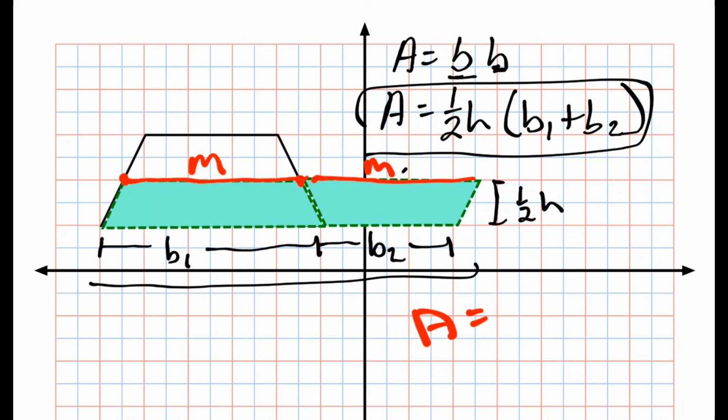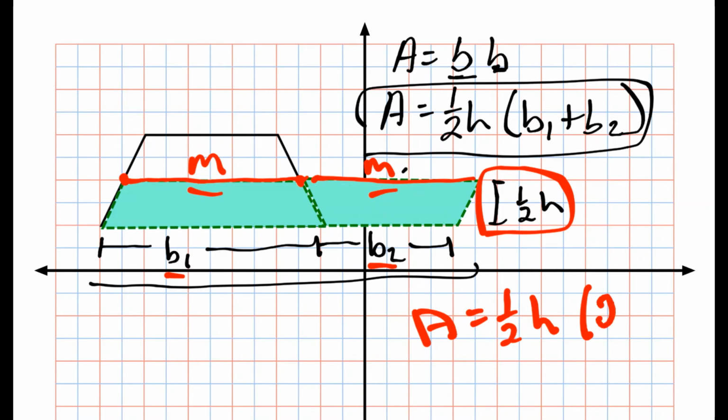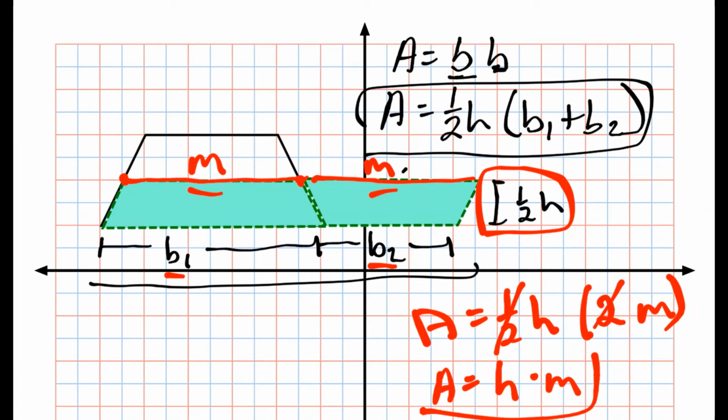So if we go along our same path here, we have 1/2 the height, because we still have this portion right here which is still in play, but instead of doing base 1 plus base 2, we're doing median plus median, which is 2 medians. Now 1/2 times 2 cancels each other out, and that leaves us with the height times the median or the midsegment as another possible formula that we could use.